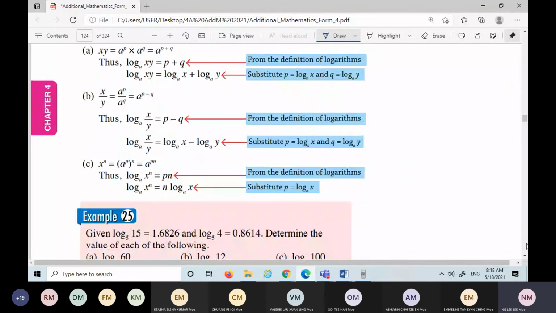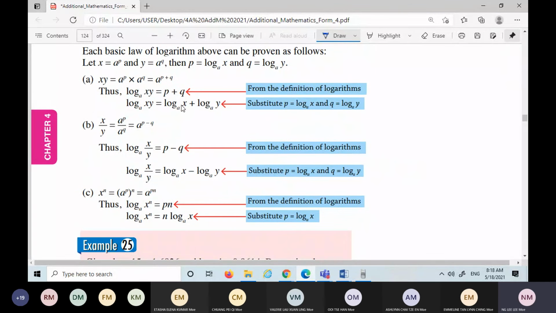I continue. This part actually is a proof. This part is how they prove these 3 laws by using your index law. I think I can leave it to you. Maybe I prove the first one for you, then the B and C you can go through by yourself.